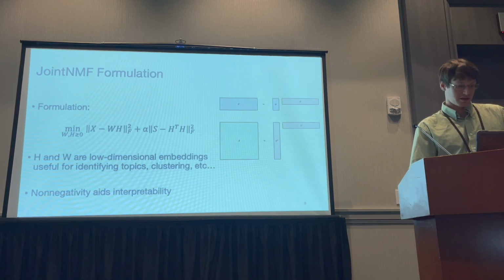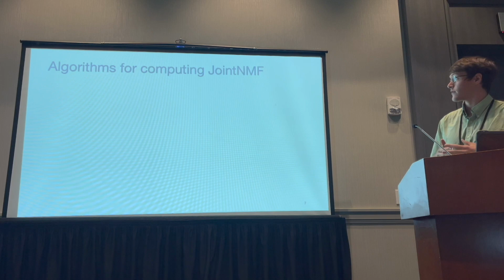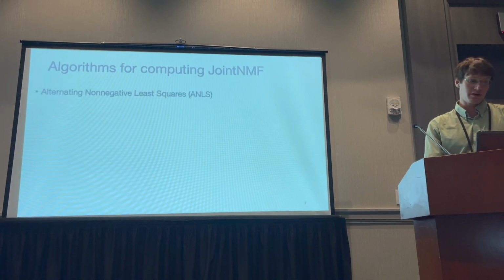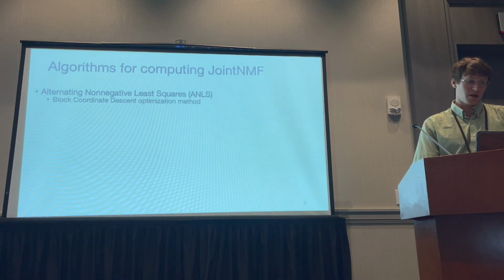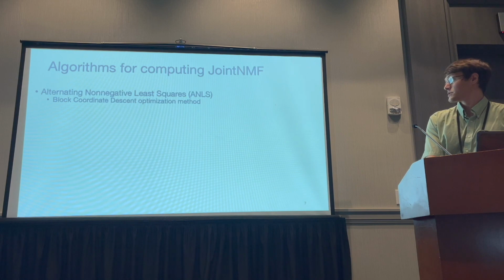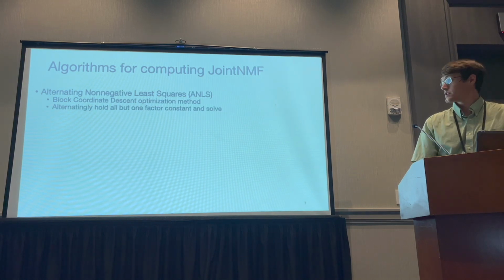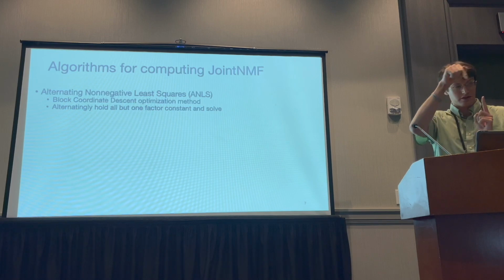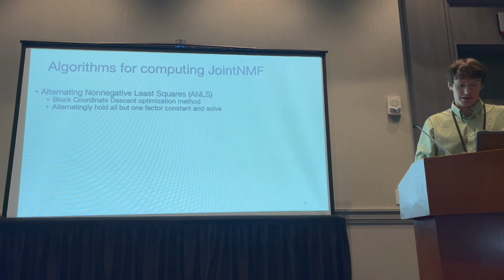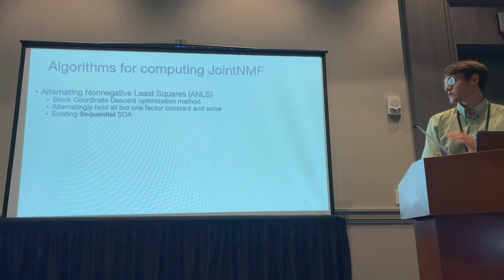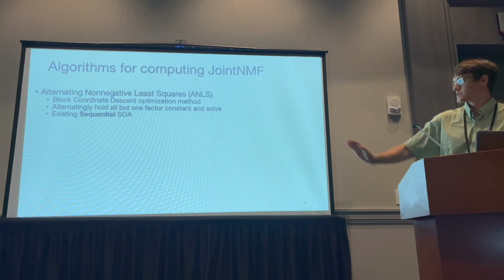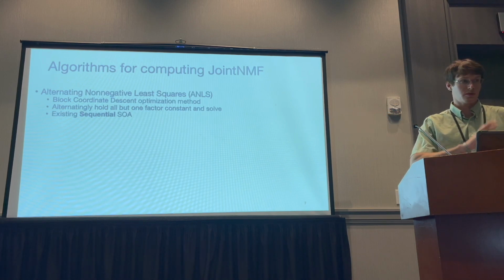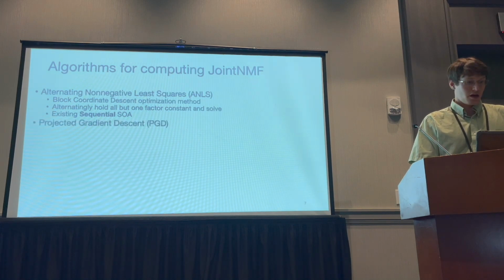So let's go through a brief high-level overview of the algorithms for JointNMF. The first is the Alternating Nonnegative Least Squares algorithm. It's based on a block coordinate descent optimization method, and in essence, it alternately holds all but one factor constant, solves for that factor, and then iterates until convergence. Previous to this work, this was the existing sequential algorithm, the only algorithm for JointNMF.